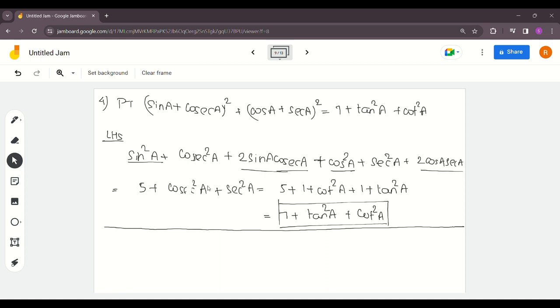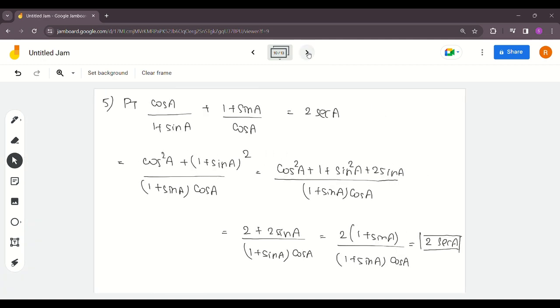Now look at your right hand side. Right hand side is different. So what you have to do is another identity you have to use. Cosecant square you can express as 1 plus cot square and secant square you can express as 1 plus tan square. So now it becomes 7 plus tan square plus cot square, which is nothing but your right hand side, hence proved. I hope you guys are able to understand.